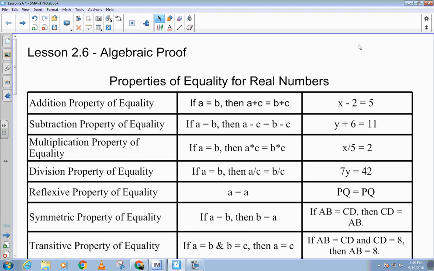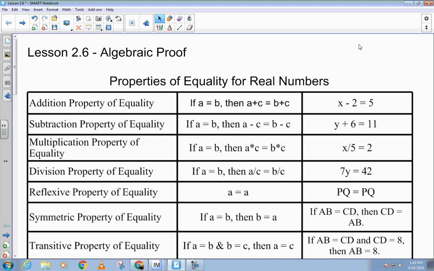So if I have an equation, I can add the same thing to both sides, and it doesn't change it. If I look at the equation x minus 2 equals 5, what would I do to solve it? Add 2 to both sides. Look at the next one, y plus 6 equals 11. What would I do? I would subtract 6. That's the subtraction property, from both sides.